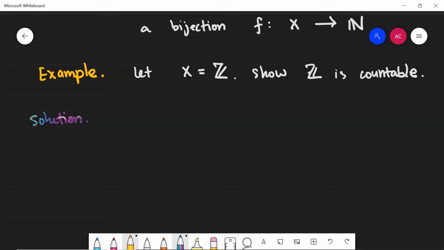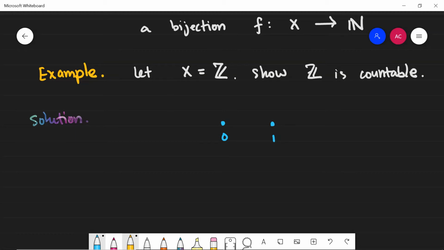Now this actually is pretty cool when you think about it. So what I'm going to do is write down the set of integers here. Of course, I can't write them all down because there's infinitely many, but I can get a grasp of what's going on.